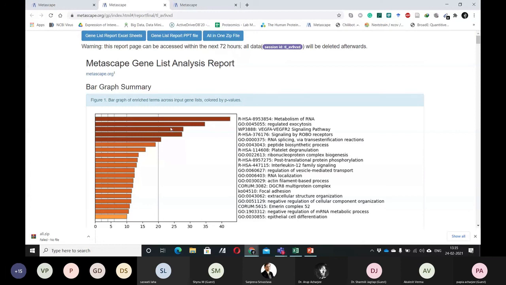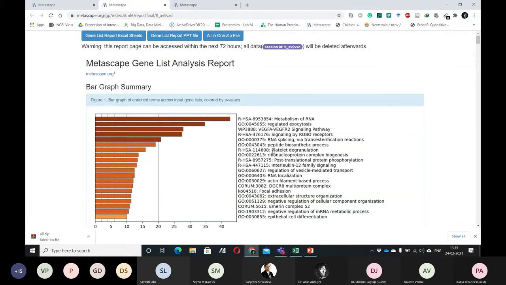So first, it will give you the most probable pathways that are upregulated. You see these are the identifiers I was talking of. Anything that starts with R is the Reactome gene set enrichment. So metabolism of RNA, regulated exocytosis. These are the types of information. These are the pathways that got enriched.